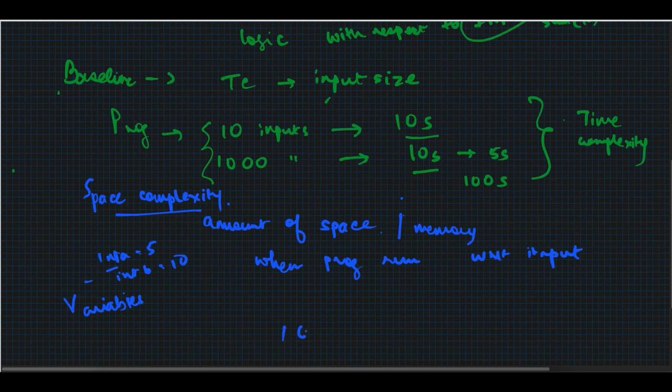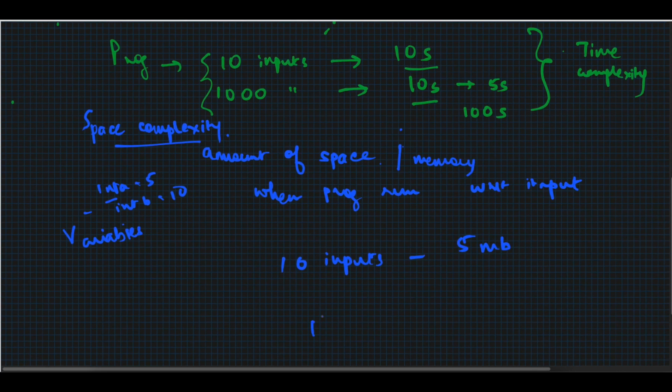Coming back to this example, if I am giving 10 inputs, let's say my memory being occupied is 5 MB. But the moment I make it 1000 inputs, the amount of memory being occupied becomes humongous. Like it is now taking 50 MB. Just think of this: if it keeps on increasing this way, based on the input that you have, the memory being occupied is exponentially increasing, and that is what is being determined by the space complexity.